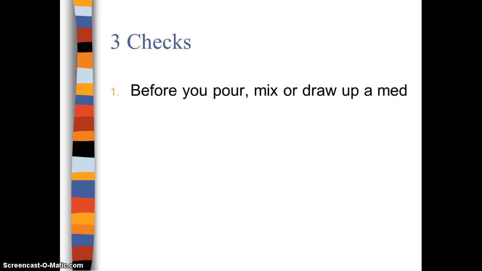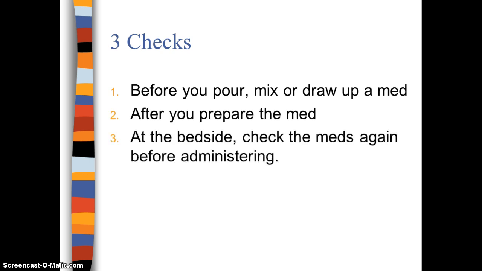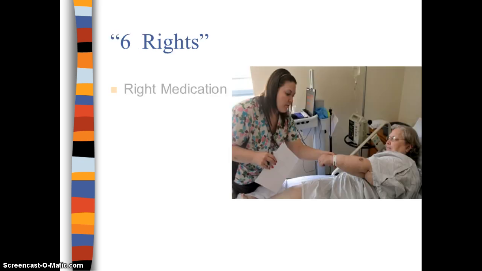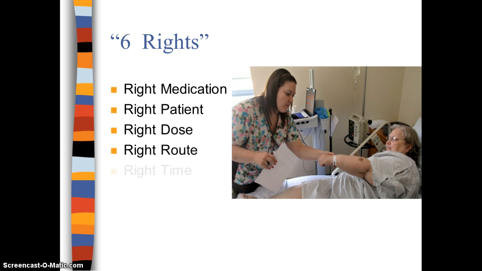The 3 checks, as you know, include before you pour, mix, or drop a med, after you prepare the med, and then at the bedside. You're going to be checking each med 3 times to make sure that you have the right dose. You have the 6 rights: medication, patient, dose, route, time, and then again you'll be doing the right documentation afterwards. You can see in the picture to the right that the nurse is checking the name tag.